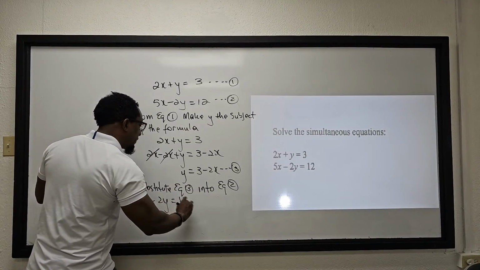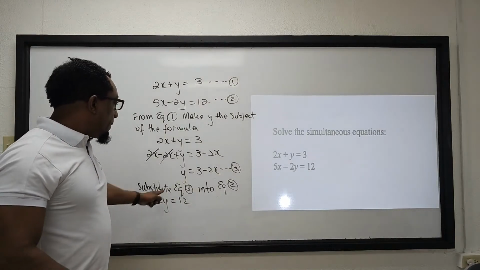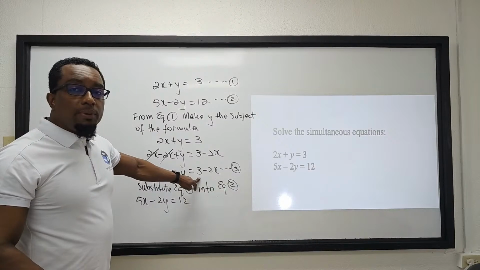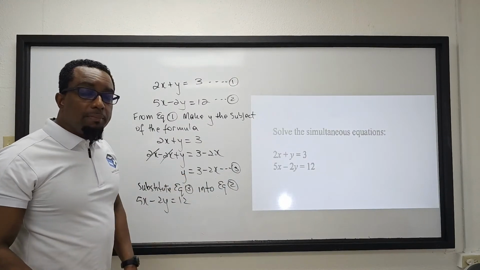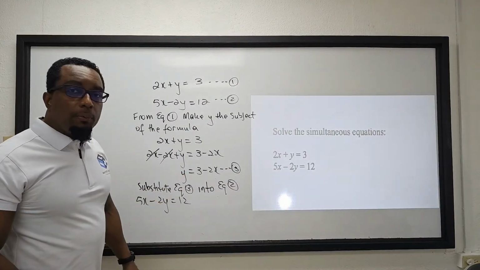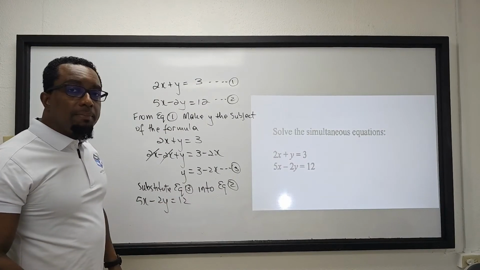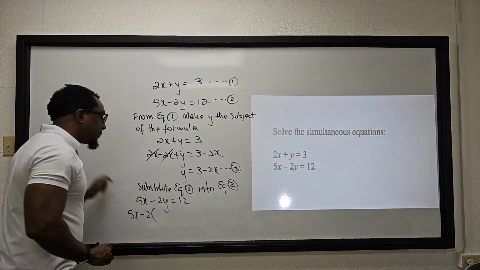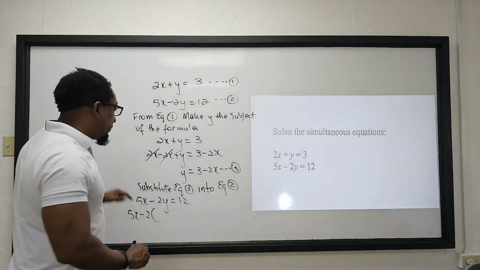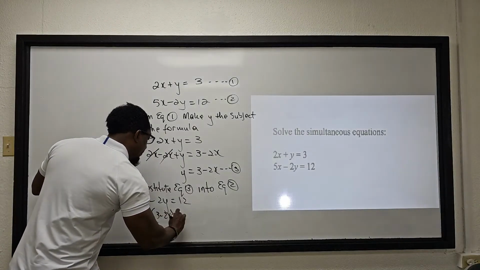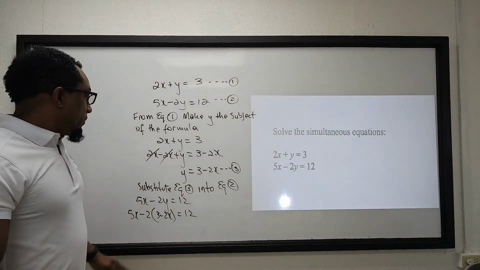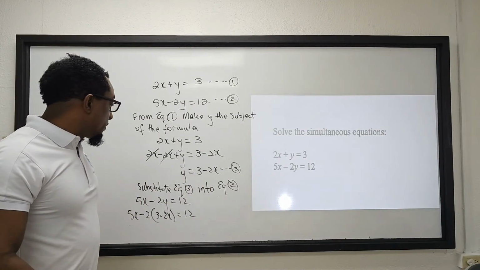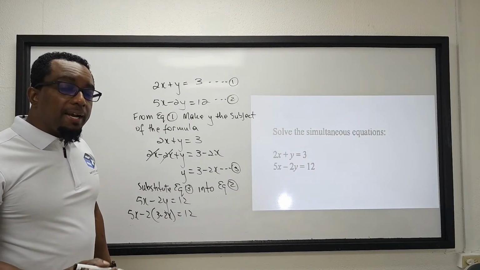So I state equation 2, which is 5x subtract 2y is equal to 12, and I'm going to replace this y in equation 2 with 3 minus 2x. See, y is equal to 3 minus 2x. So when I see y in equation 2, I'm going to replace it with 3 minus 2x. So this will be 5x subtract 2, and in brackets, I'm replacing y with 3 minus 2x is equal to 12. And what I'm going to do now is to solve this equation. This is an equation strictly in terms of x. And let me solve an equation to find the value of x.